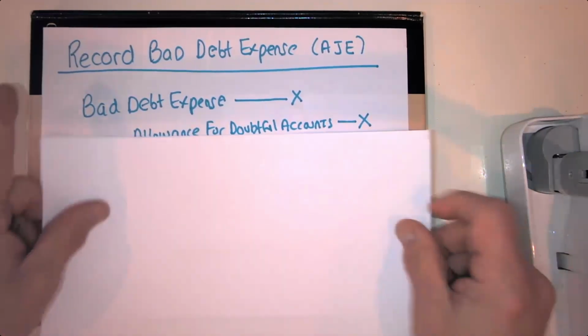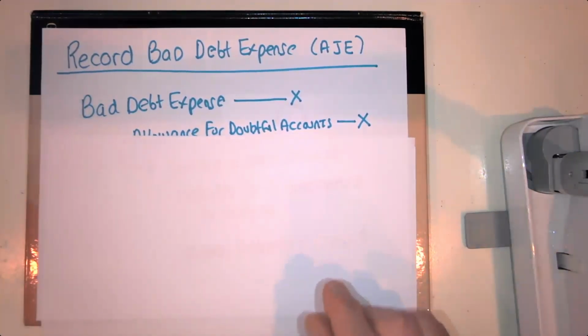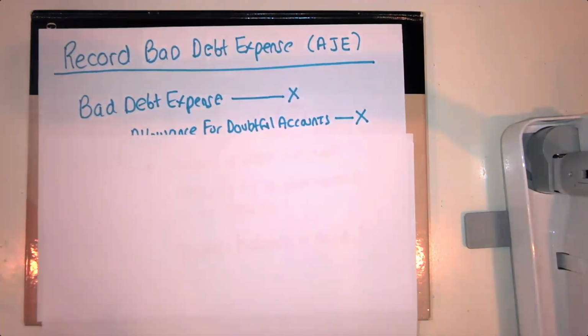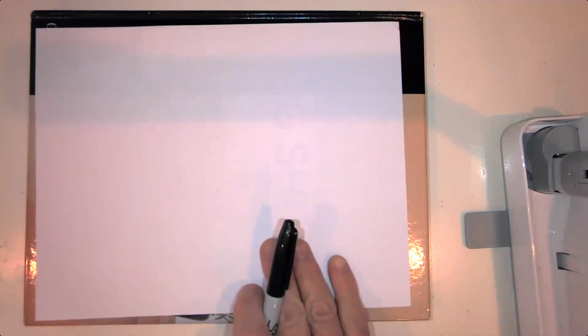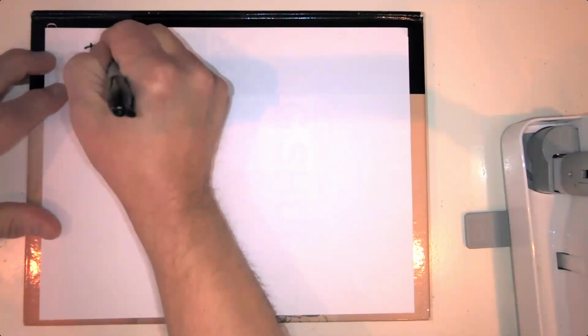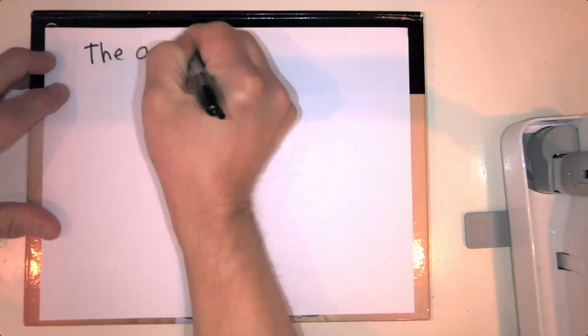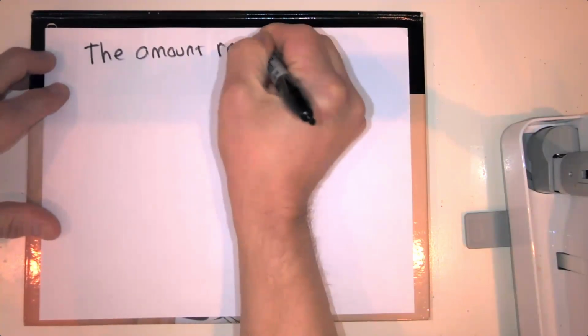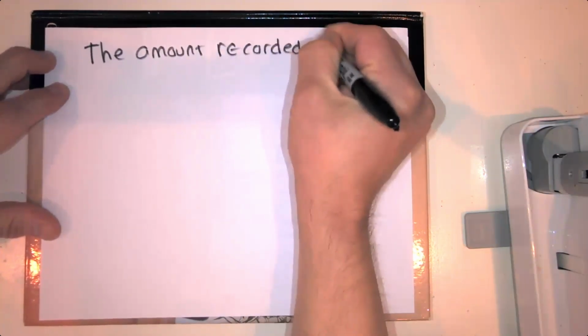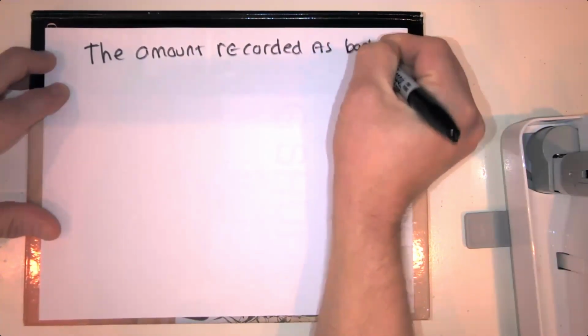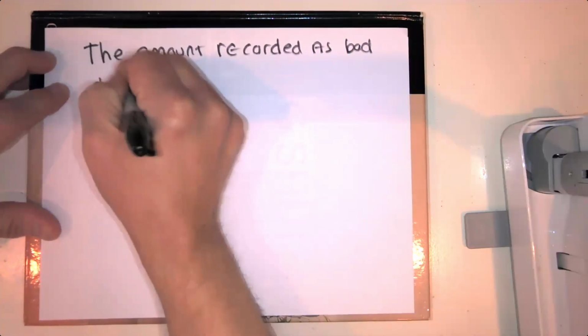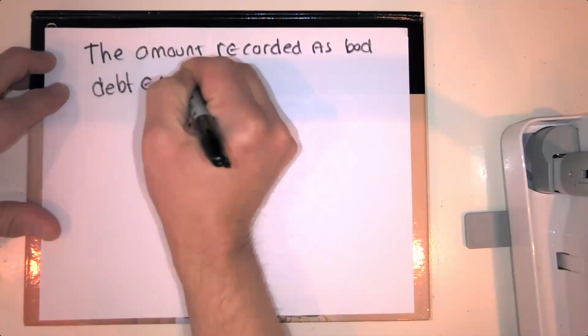The amount that's in that adjusting entry, the amount that we record as bad debt expense is an estimate. We need to estimate our bad debt expense. The amount recorded as our bad debt expense is an estimate.